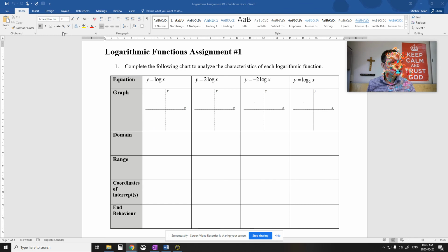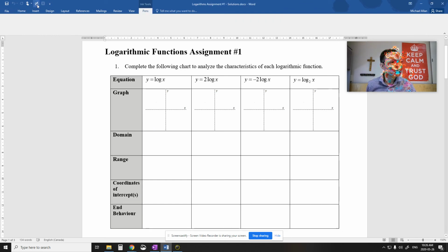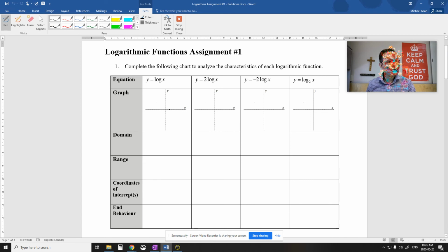The reason I put the graphs here is more for the end behaviors than anything else, because everything else just stays the same. But this is a nice positive logarithm. I'm drawing a positive logarithm. It's going to go upwards in that direction. Again, this is another positive one, but because of the 2, it's going to go upwards a little bit faster. I'm not really too concerned about what the actual shape looks like here.